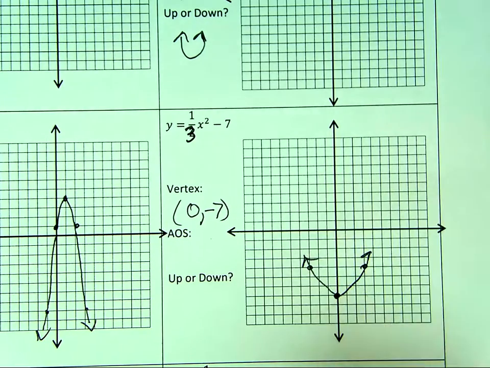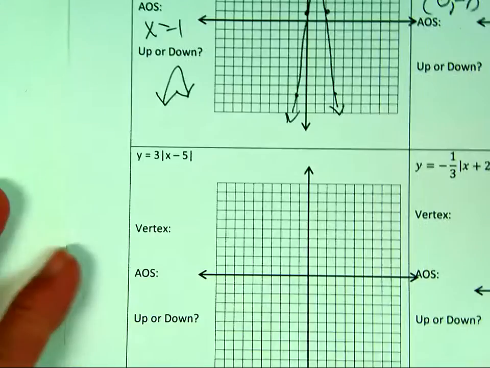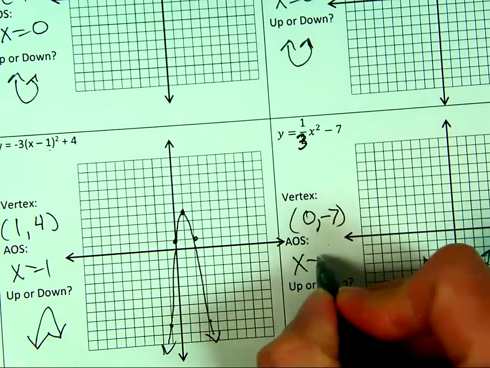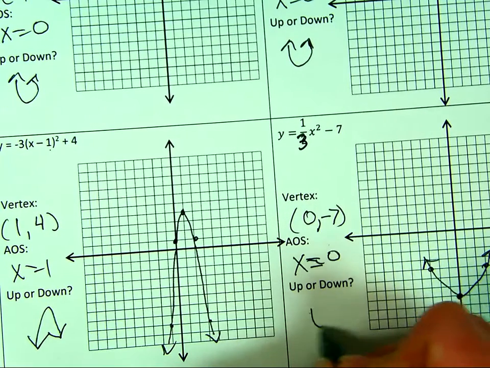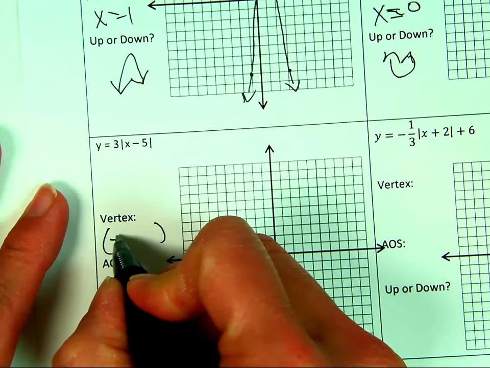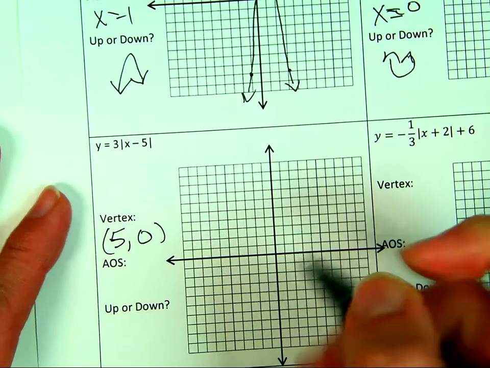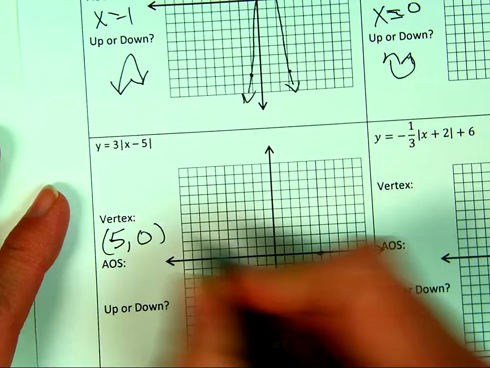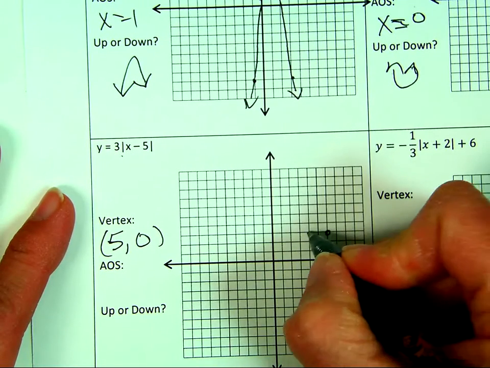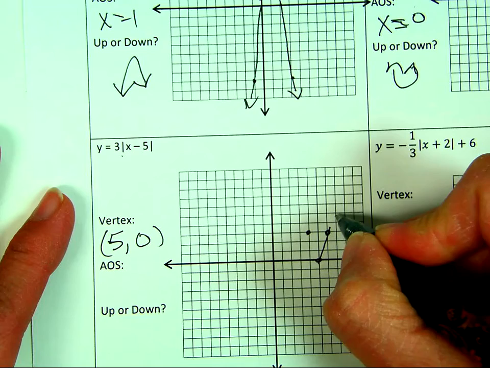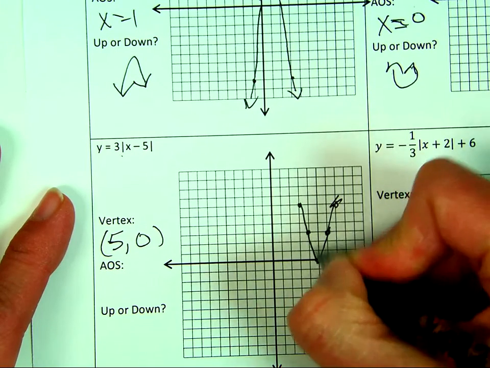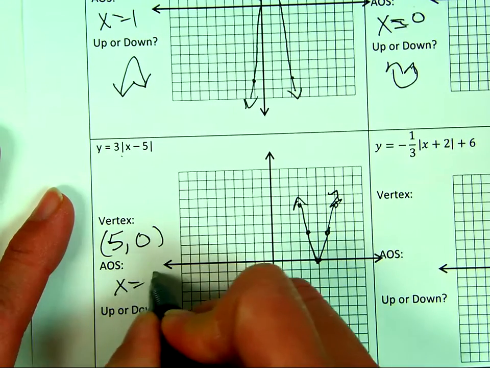And now we're going to take this to absolute value. What's my vertex? Oops, I didn't do my axis of symmetry. x equals 0, and it was opening up. So my vertex is positive 5, 0. So I'm going to go 1, 2, 3, 4, 5. And then again, remember absolute value? That told me the slope, so I was up 3 over 1 on both sides, and that's a constant rate of change, so I'm just going to graph it like that. Axis of symmetry is x equals 5, and it's opening up.